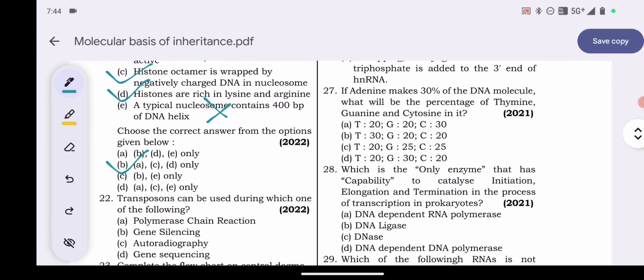Now the explanation. Heterochromatin is transcriptionally inactive. A typical nucleosome contains 200 base pair of DNA helix, not 400 base pair, which is given in option A. And euchromatin is the loosely packed chromatin region. The negatively charged DNA is wrapped around the positively charged histone octamer to form a structure called nucleosome. And histones are rich in basic amino acid residues that are lysine and arginine. So option B is the answer.